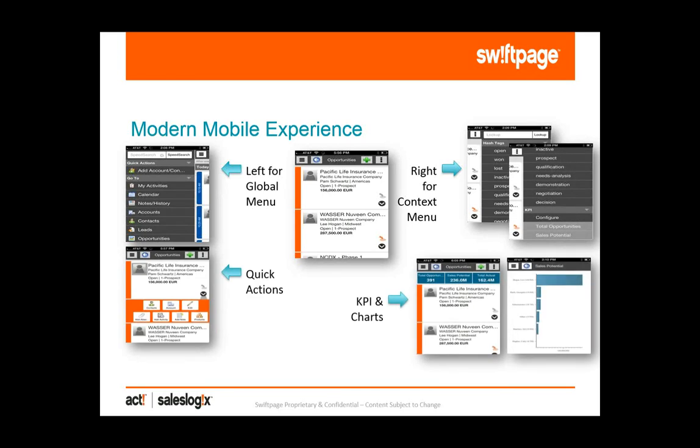screenshots here. Modern mobile. So mobile version 3, which is our next generation mobile, was launched in October, so a little bit ahead of 8.1. It's compatible with 8.0 and 8.1 as well. This really gets us into the next stage of our award-winning mobile solution.